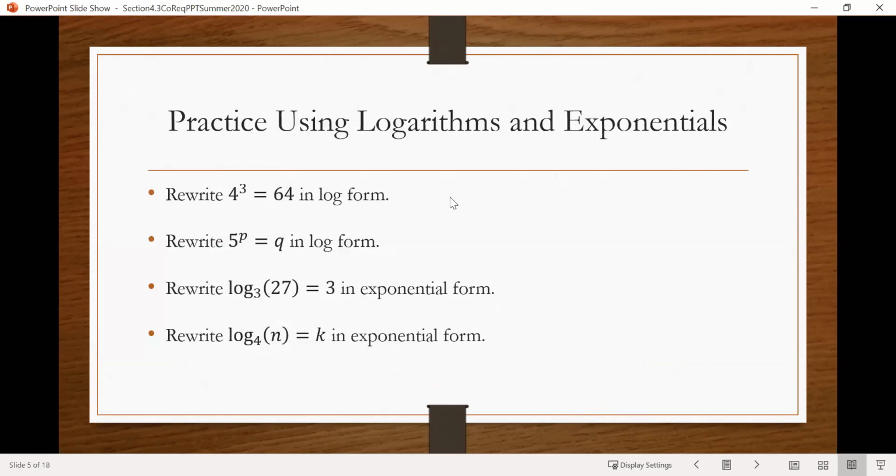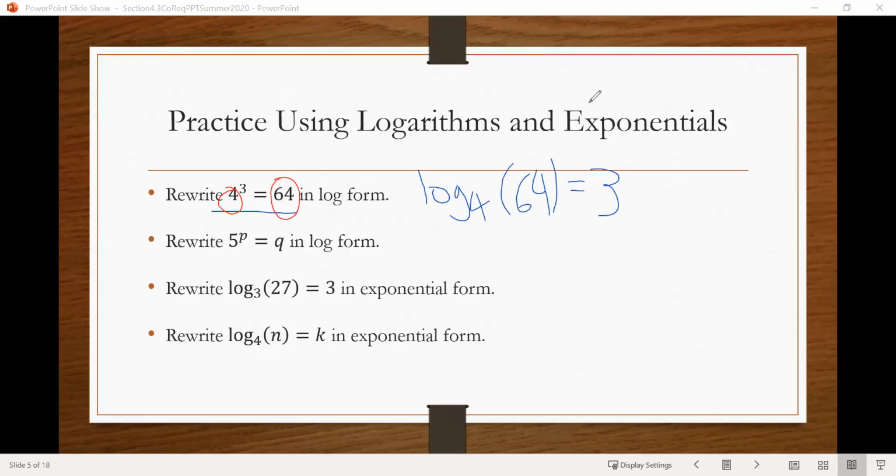All right, let's do some practice rewriting exponential expressions in log form and vice versa. Here, 4 cubed equals 64. We're going to write that in log form. It's going to be log, and the base of the exponential, the 4, becomes the base of the log, so log base 4 of, and the number on the other side, 64, becomes the thing inside our log, which then equals 3, the exponent.